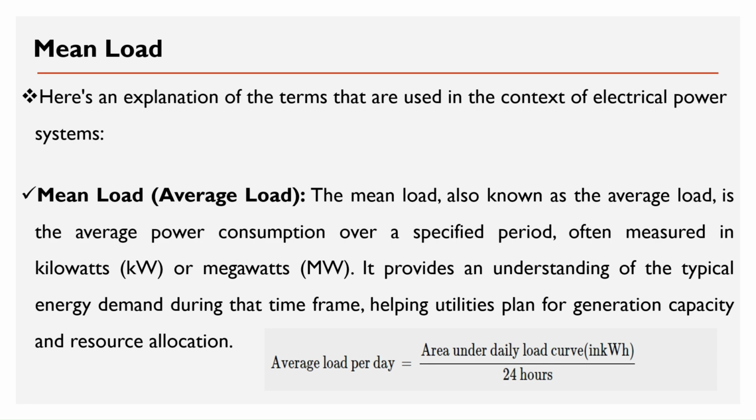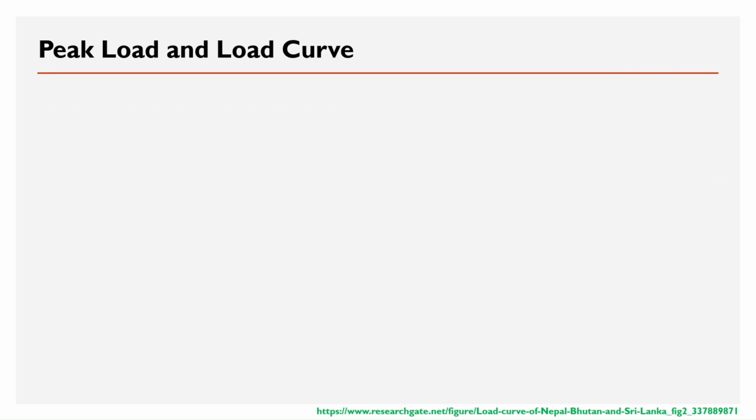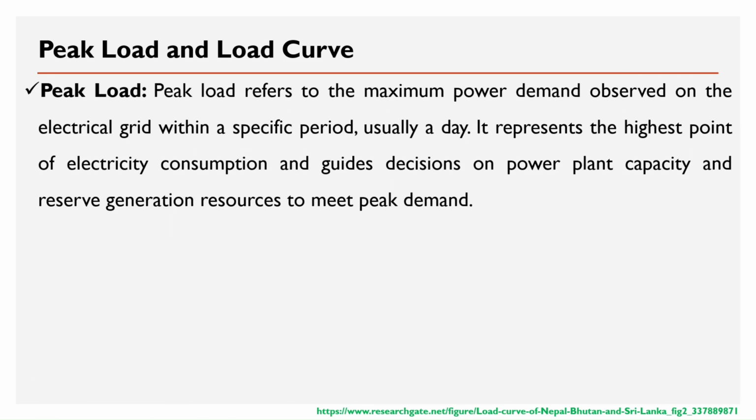resource allocation. Peak load. Peak load refers to the maximum power demand observed on the electrical grid within a specific period, usually a day. It represents the highest point of electricity consumption and guides decisions on power plant capacity and reserve generation resources to meet peak demand.